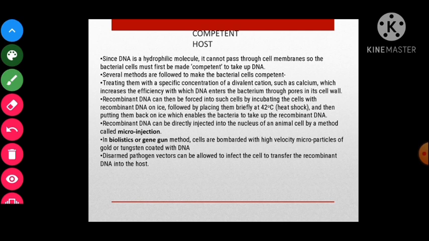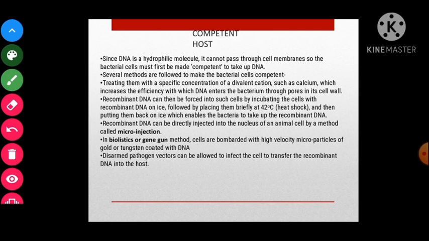So the cells are incubated with the recombinant DNA on ice, which is followed by placing them briefly at 42 degrees centigrade and then putting back into the ice. So this treatment enables the bacteria to take up the recombinant DNA, and that method is known as heat shock method. एक बार ice, एक बार 42 डिग्री सेंटीग्रेड, again then ice, right? तो हीट शॉक ट्रीटमेंट इसे कहा जाता है.